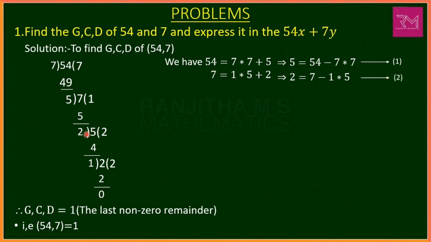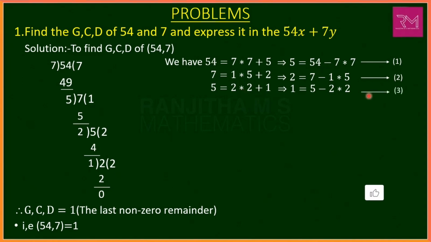Also, we have to apply the division algorithm method for this division value also, that is 5 equal to 2 into 2 plus 1. That is, here 5 is a dividend, 2 is a divisor, 2 is a quotient and 1 is a remainder. So we can take it as 5 is equal to 2 into 2 plus 1, or we can take 1 which is equal to 5 minus 2 into 2.